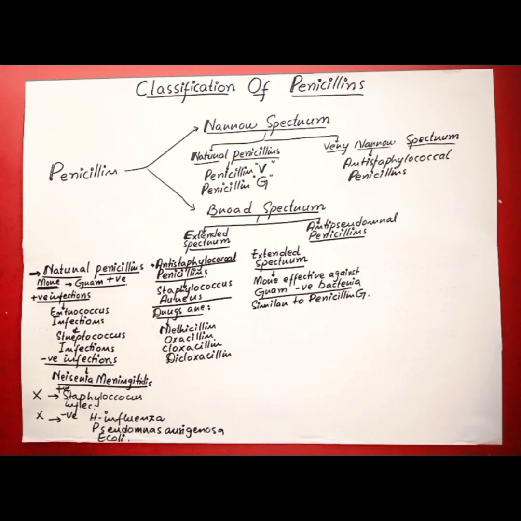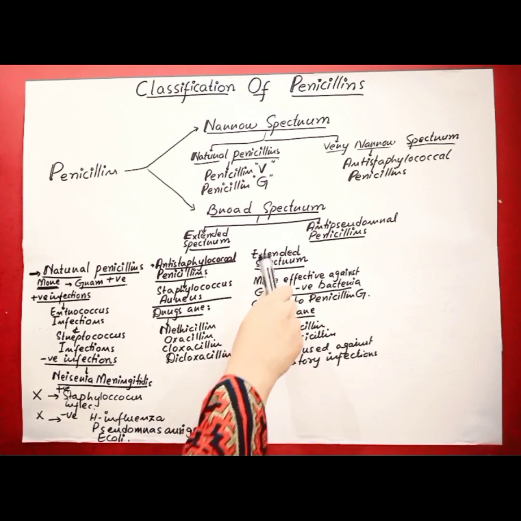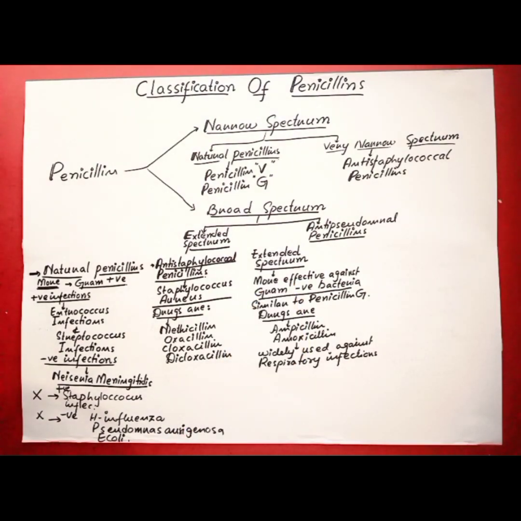The drugs are ampicillin and amoxicillin. Ampicillin and amoxicillin are widely used in the treatment of respiratory infections. Again, the extended spectrum antibiotics are ineffective against Pseudomonas aeruginosa.